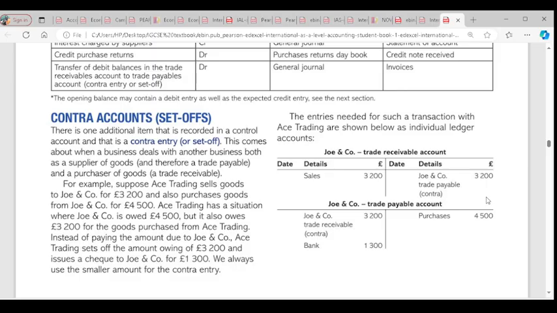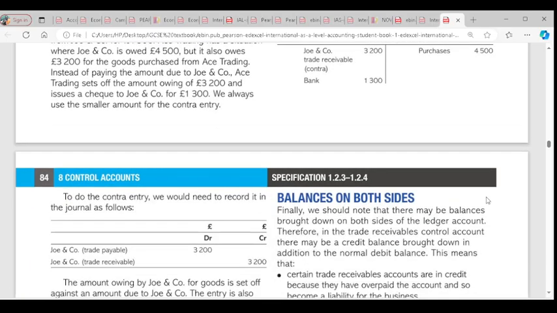Did we see the balances on both sides? Yes, it could be on both sides. Trade receivables accounts can be in credit because they have overpaid. I told you that already. The normal balance for trade payables is supposed to be on the credit side. If at the end of the month your trade payable is on the debit side, it means you are owed by suppliers. So we get it in activity 1. We have activity 1 here.